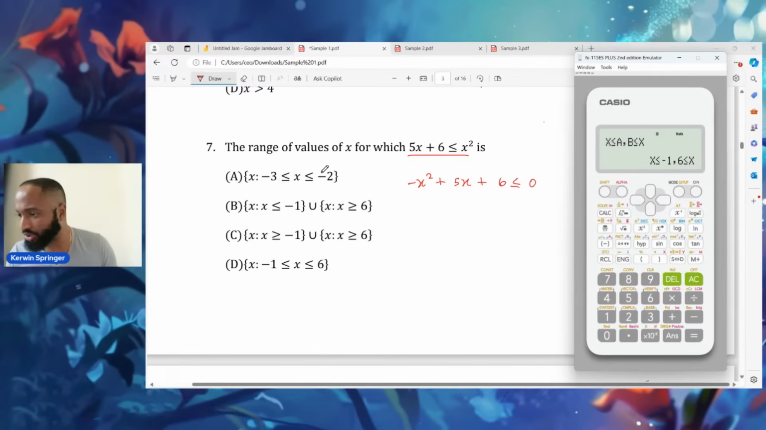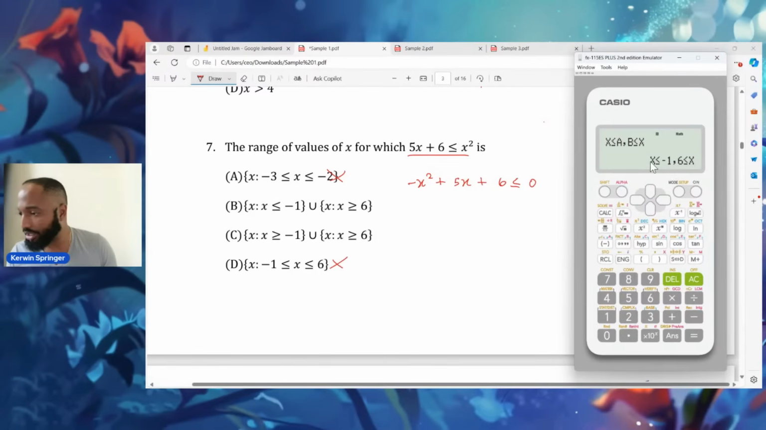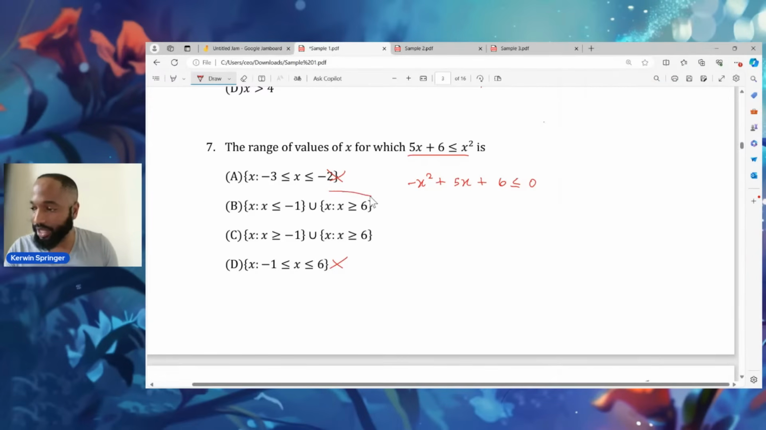It's two separate situations, so I don't want this or this. I want two separate situations. Notice how there's a comma here. I want my x to be less than or equal to -1, or my x to be more than, notice how the open spot is facing the x, more than or equal to 6. You still need to know how to read the notation, right? And that's B.